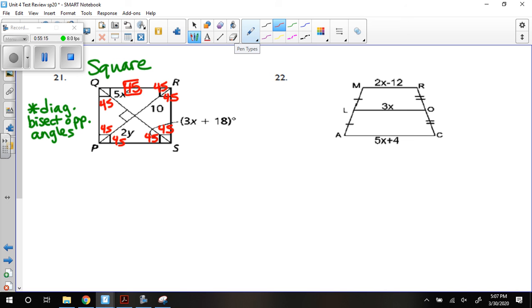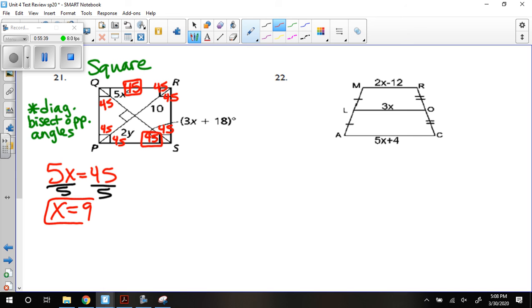Okay, this one is 45. Let's see, the other angle that's marked is the 3x plus 18, and that's pointing at this angle. Okay, so to figure out x, I can say 5x is 45 degrees. Divide by 5, so x is 9.